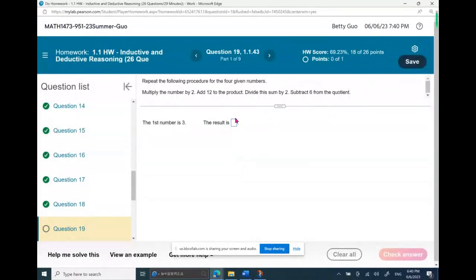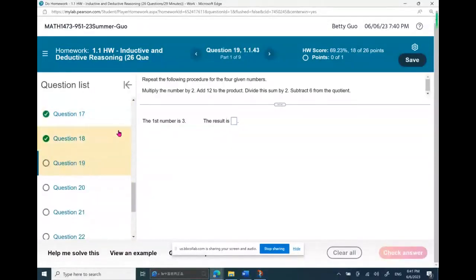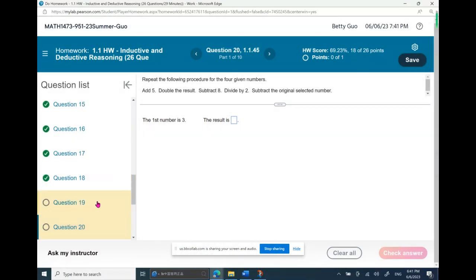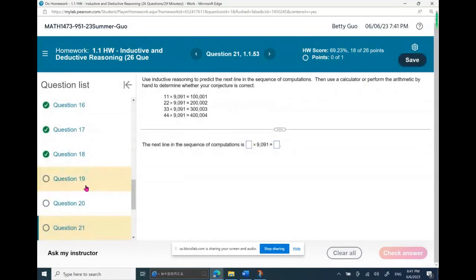Okay, so this is not exactly the same type of problem that we have done at the beginning of today, right? I would say you can try on your own. Actually the beginning is the induction, and only the proof part is a deduction. And number 20, same. 21. And let's see this one.